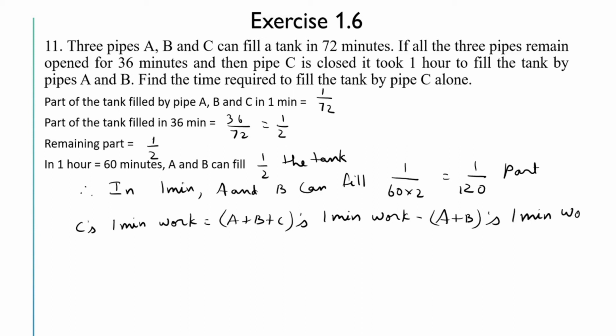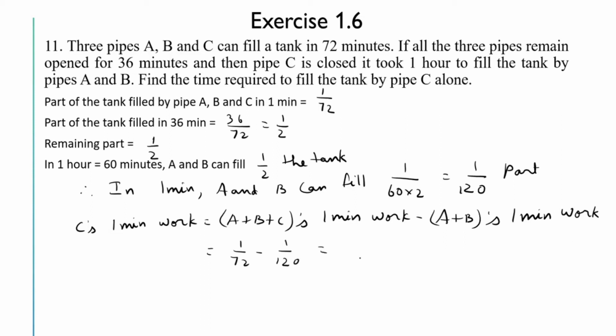So we can use this relation to find C's 1 minute work, and from that we can find the time required to fill the tank by pipe C alone. So A plus B plus C's 1 minute work is 1 by 72. So C's 1 minute work is equal to 1 by 72 minus A plus B's 1 minute work, which is 1 by 120. So 1 by 72 minus 1 by 120.